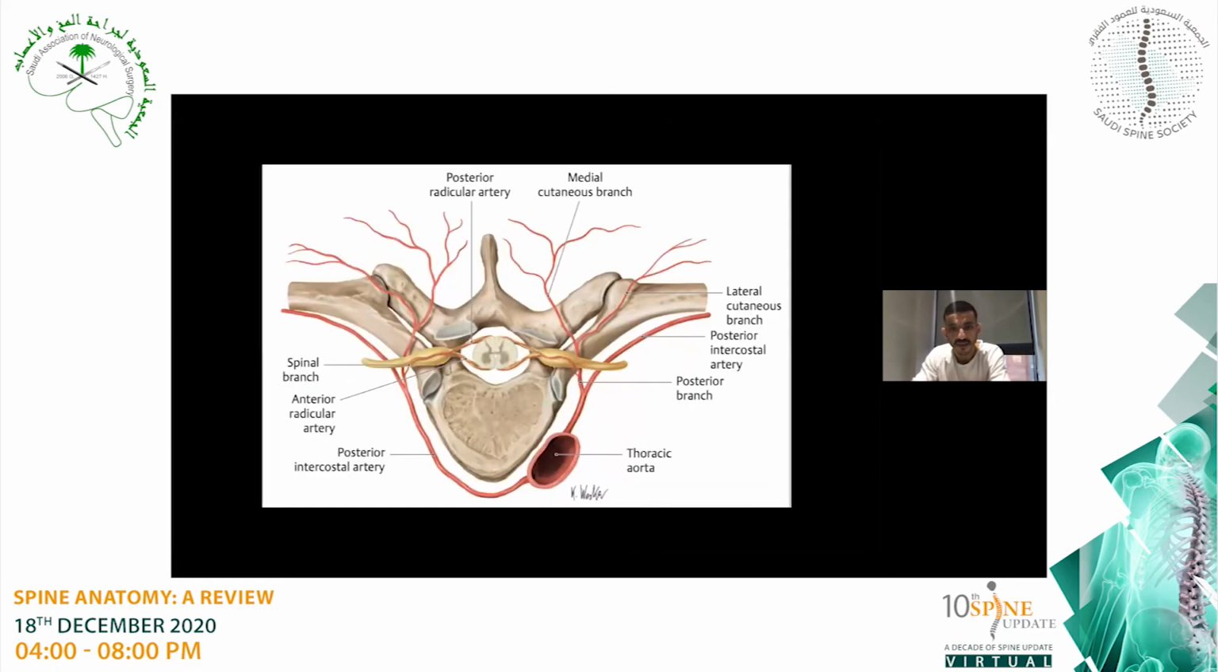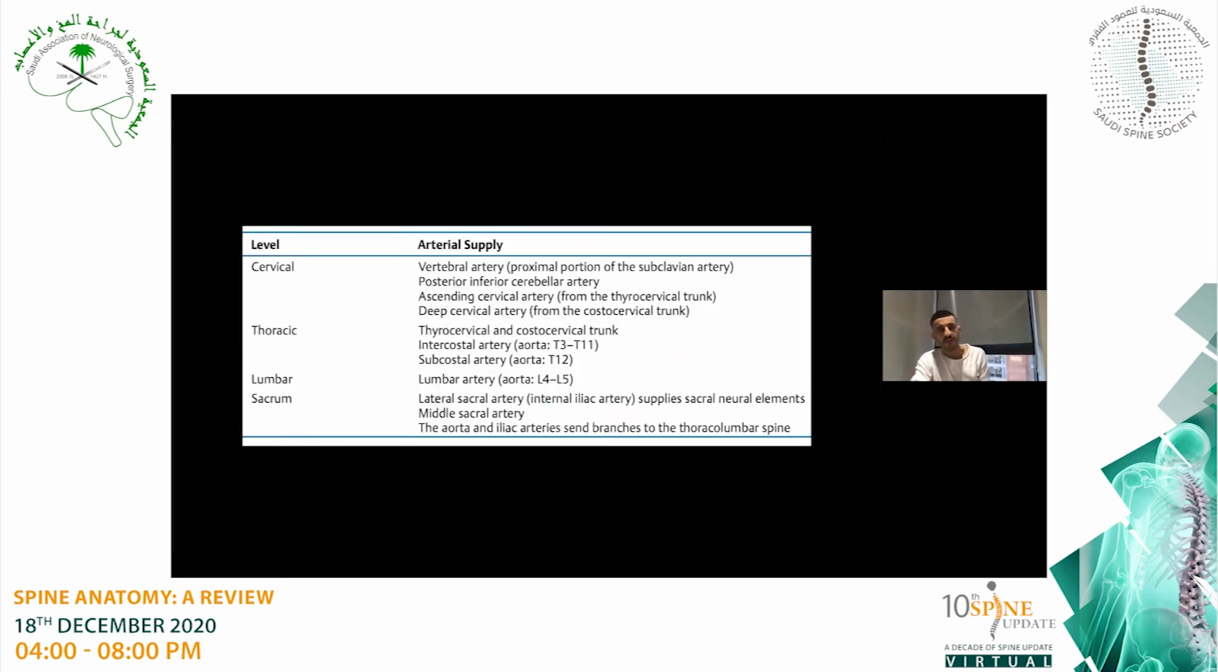Same, more or less, as what we discussed. So for the blood supply, the cervical segment of the spinal cord is supplied by 4 branches: vertebral artery, ascending cervical, and deep cervical. Okay. For the thoracic, it gets branches from the thyrocervical and costocervical trunk, intercostal and subcostal. And for the lumbar, there will be multiple branches from the aorta, and the sacrum from the internal iliac.